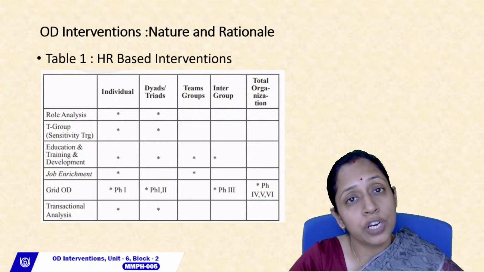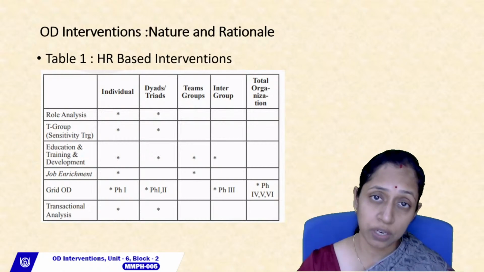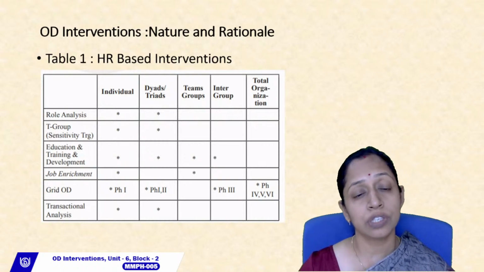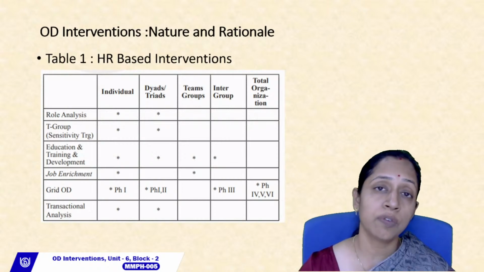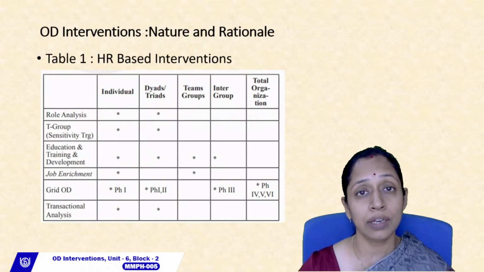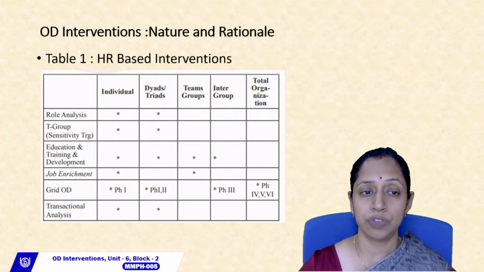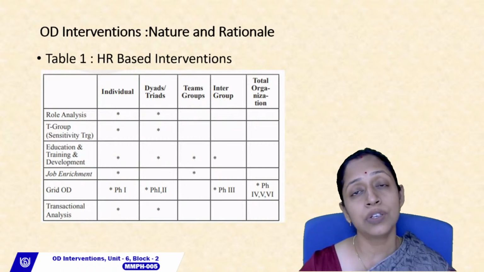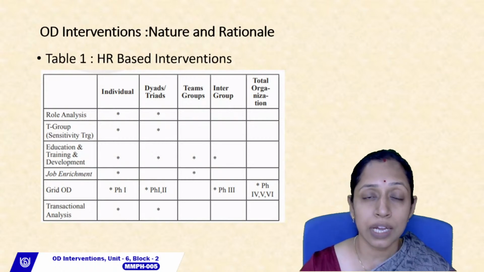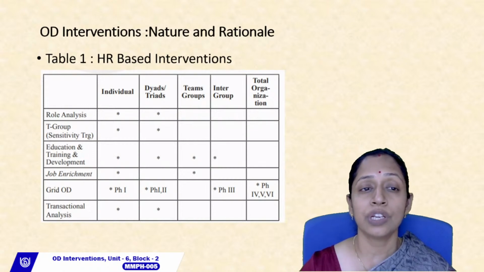Then comes education and training and development, which again focuses on individuals, dyads and triads, team groups and intergroups. Then comes job enrichment, which focuses on individual and the team groups. Then the grid OD, that is individual, dyads and triads, the intergroup and the total organization. And at last the TA, that is transactional analysis, which focuses on individuals and dyads and triads.